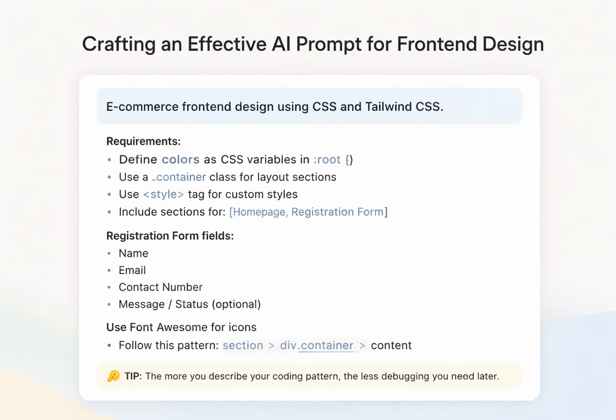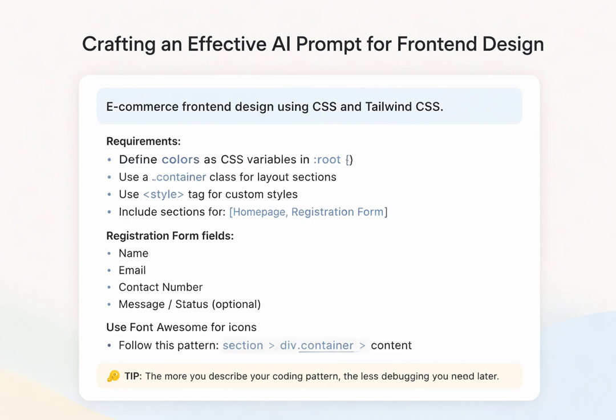Here's what an effective prompt to DeepSeek looks like for this project. The instructor specifies that this is an e-commerce front-end design using both custom CSS and Tailwind. Crucially, they tell the AI to define colors as CSS root variables, because if you don't say this, the AI might just hard code Tailwind color classes everywhere, which is harder to customize later. They also specify the container pattern, section wrapping a div with a container class so that every section of the page follows the same structural pattern.